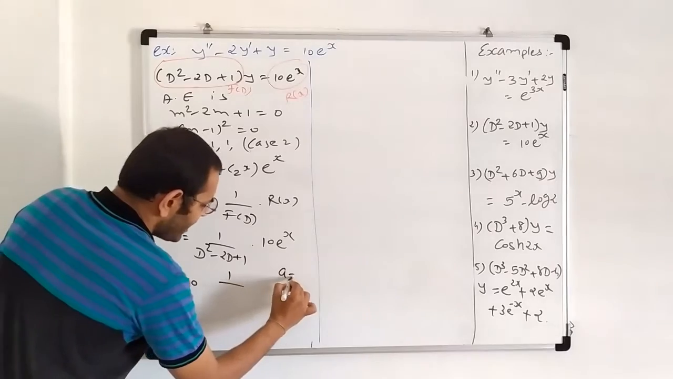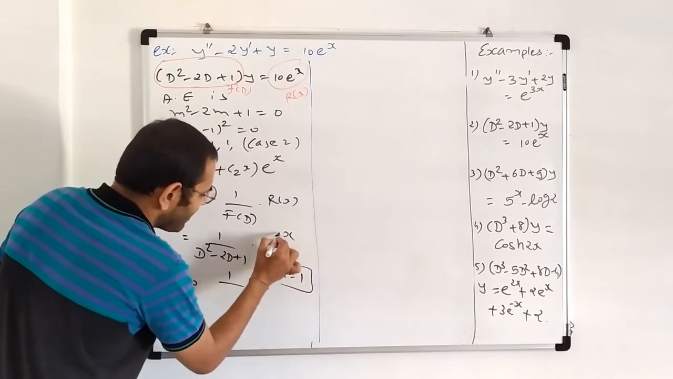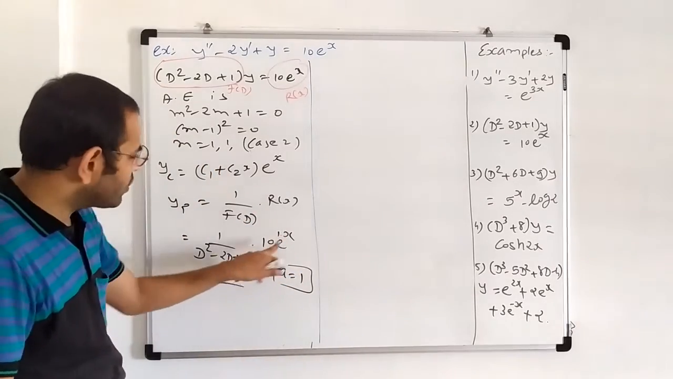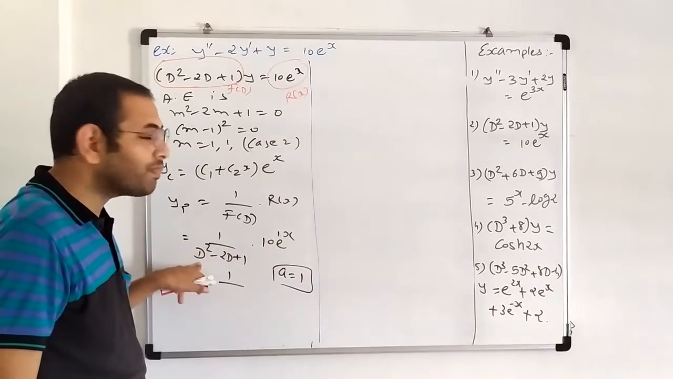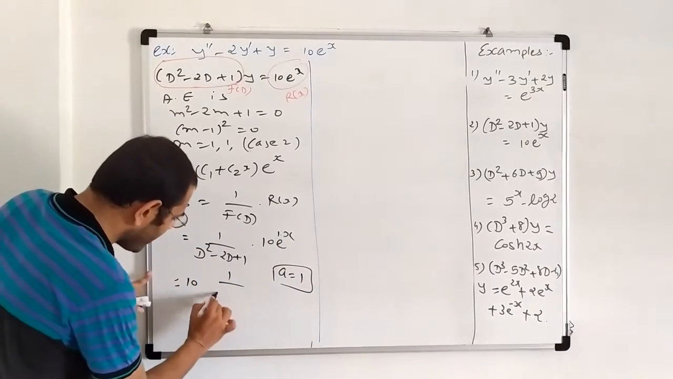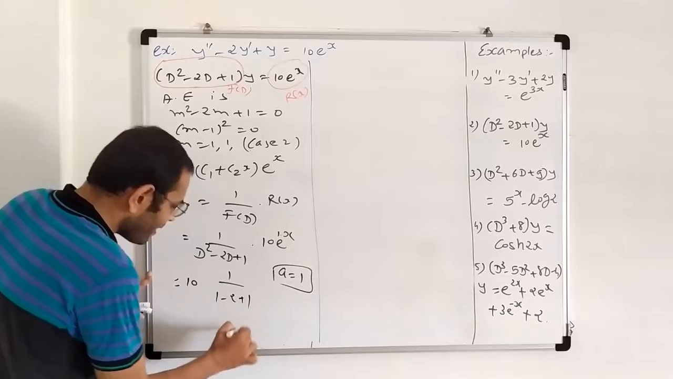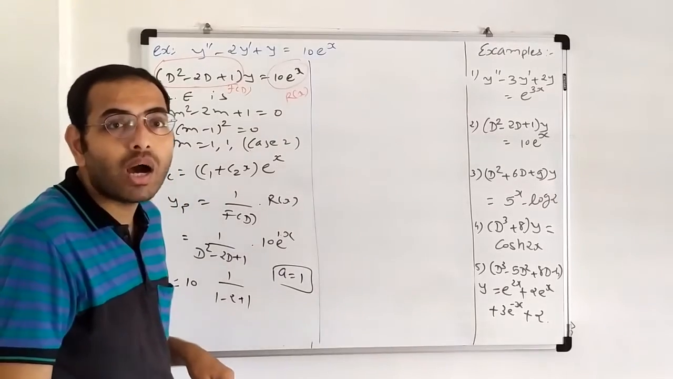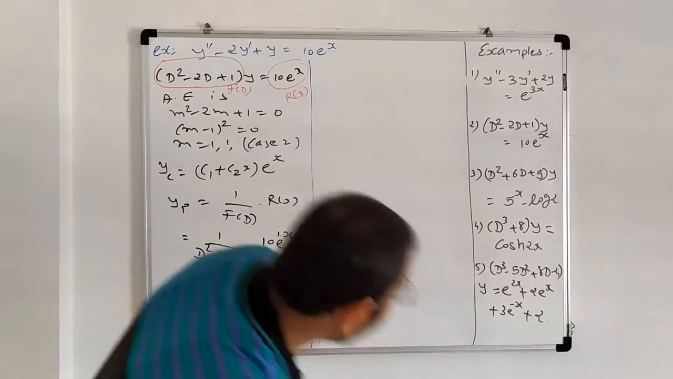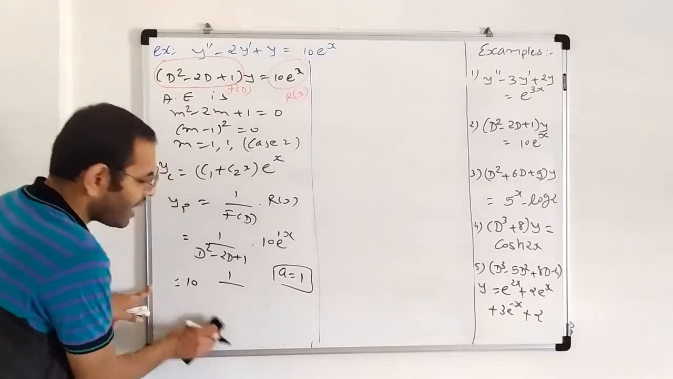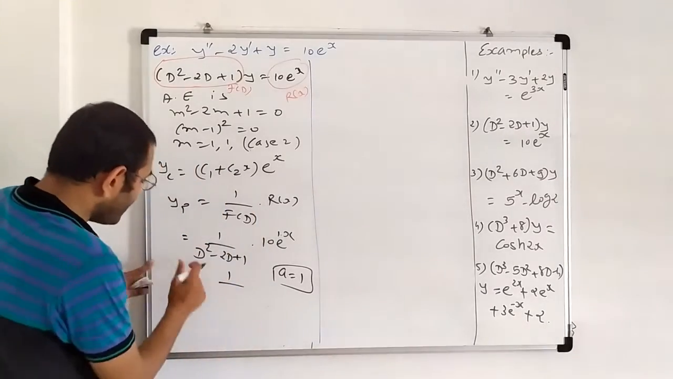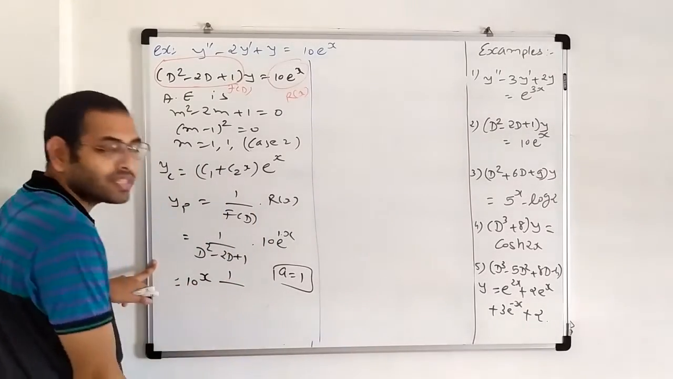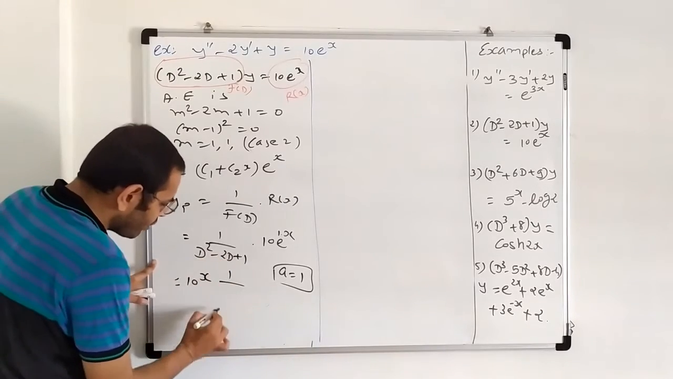Here a equal to 1, that is multiplied with x, the coefficient of x. Here we replace D as 1. Then 1 square minus 2 plus 1, the denominator portion becomes 0. If it becomes 0, then multiply with x and take the derivative of the denominator portion.